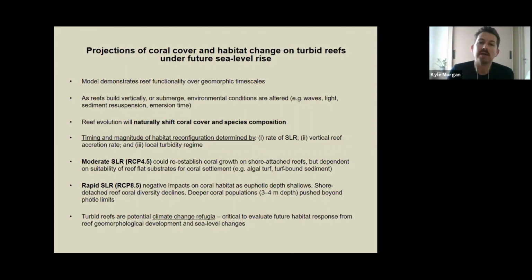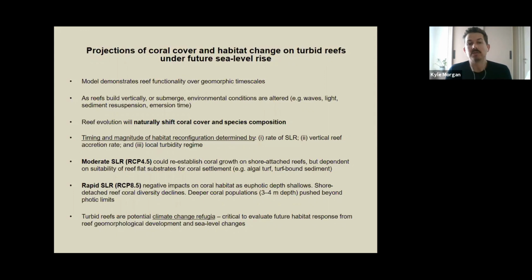So the timing and the magnitude of when we will see these habitat reconfigurations is largely controlled firstly by the rate of sea level rise, so how fast water is inundating these systems. Two, the vertical reef accretion rate, which is how fast the reefs are growing vertically and if they can keep up with these rates of sea level rise. And three, the local turbidity regime. We're going to see more pronounced effects occurring on sites that have higher turbidity because there is lower light availability, and reef communities are likely to be more vertically compressed.